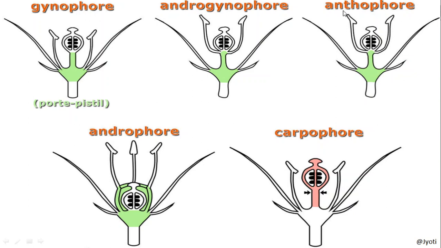Then next you can see that anthophore. Anthophore means the internode is present between the calyx and corolla, that is sepal and petal. Okay. Then carpophore means sometimes what happens, there are many carpels. So when there is a gap between the carpels, then that is called carpophore.